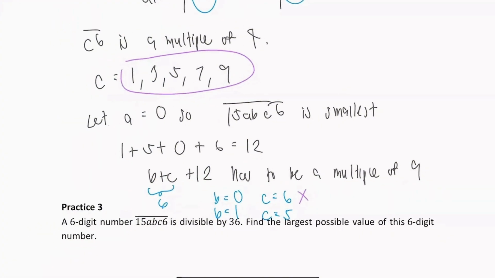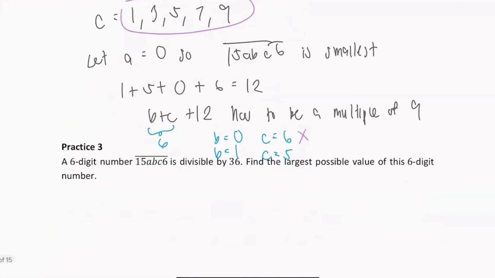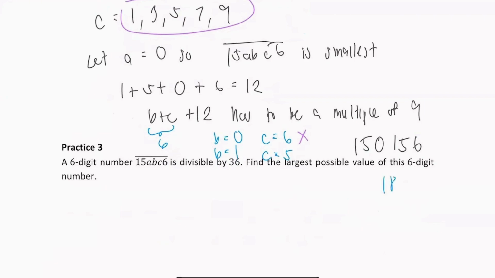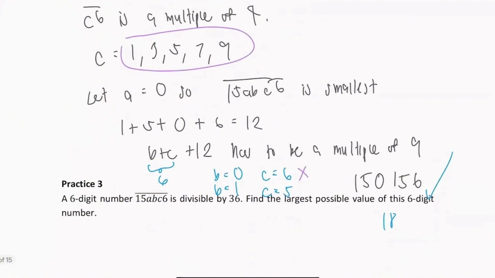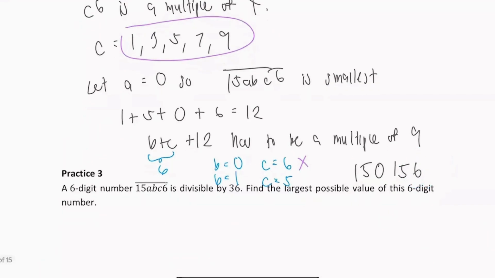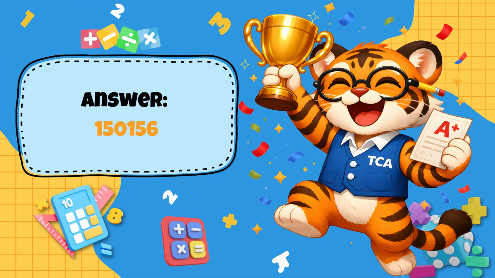So if you want the smallest one, that's basically 150156. A is going to be 0, B is 1, C is 5. So this is the smallest: 150156. If you add all the digits, that's 18, which is divisible by 9. Also, the last two digits, 56, are divisible by 4. So that means divisible by 9, divisible by 4, yes, divisible by 36. That's it. The answer is 150156.